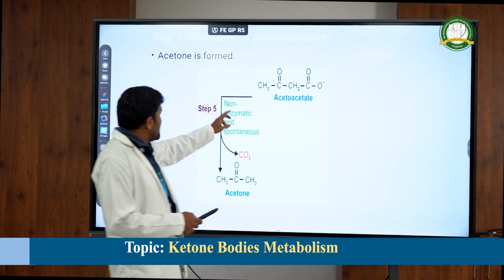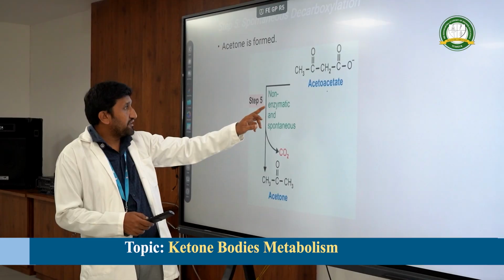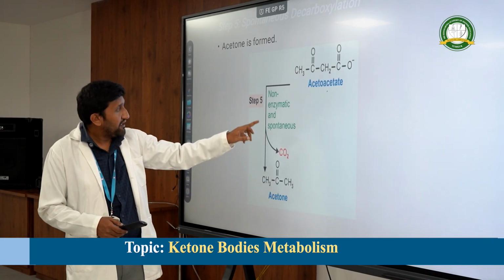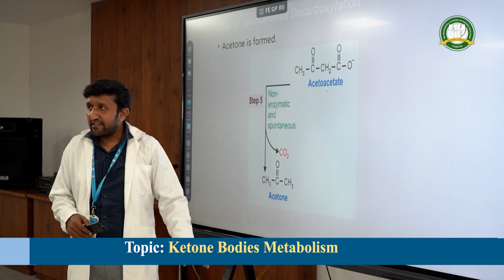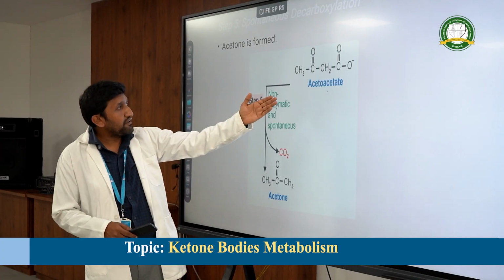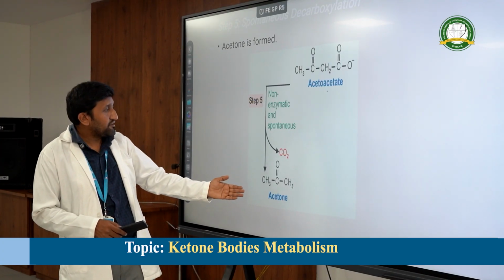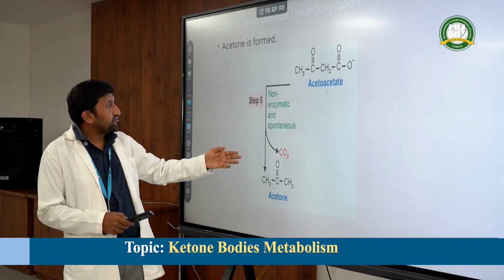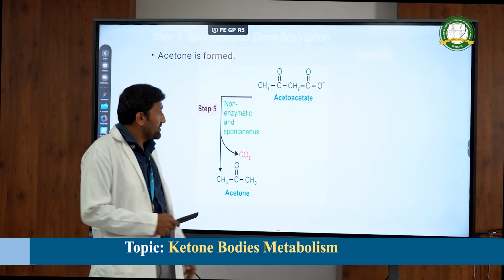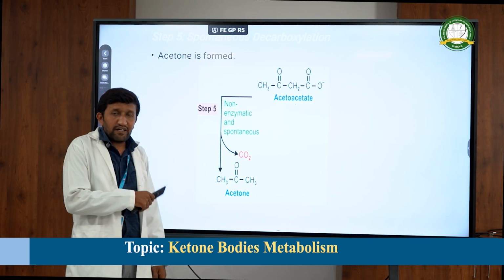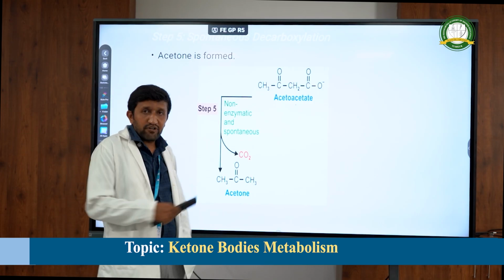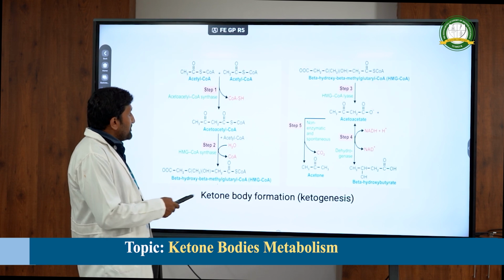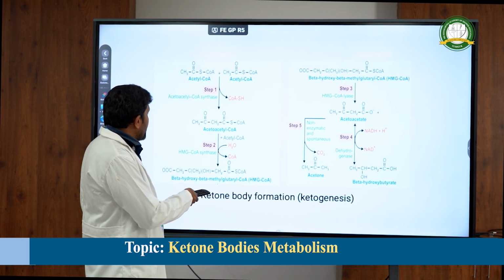And acetoacetate, as I told you, is converted into acetone. This is a secondary ketone body, formed non-enzymatically and spontaneously from acetoacetate, with decarboxylation. This is the fifth step. So there are five steps in ketone body synthesis, that is ketogenesis. This is the overview of ketone body formation.